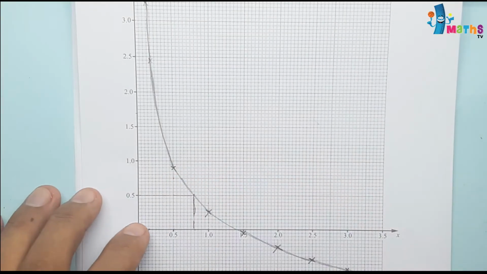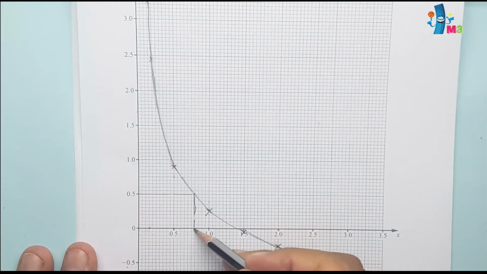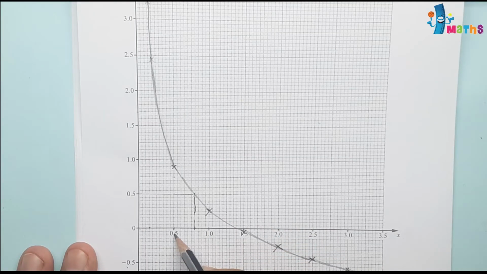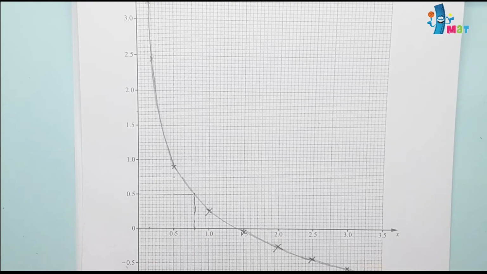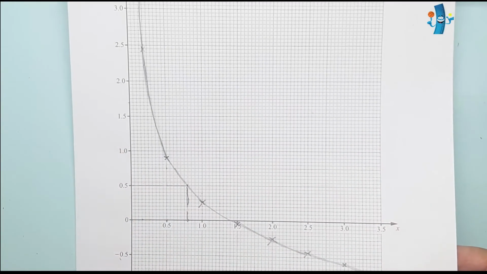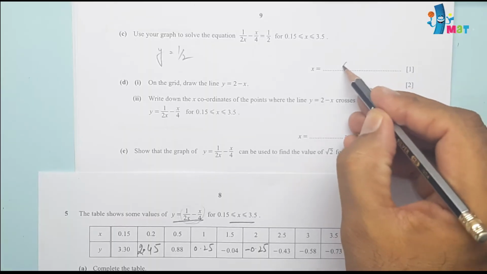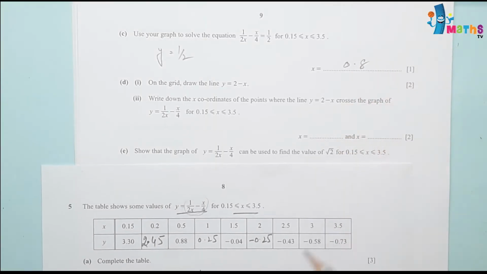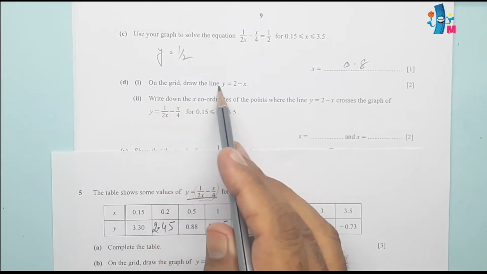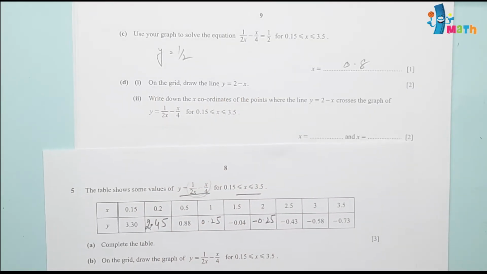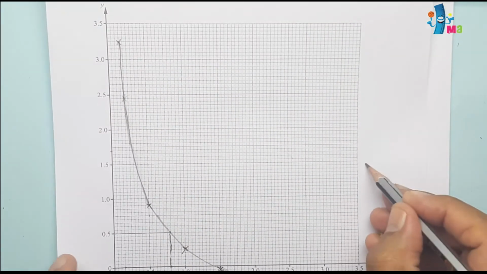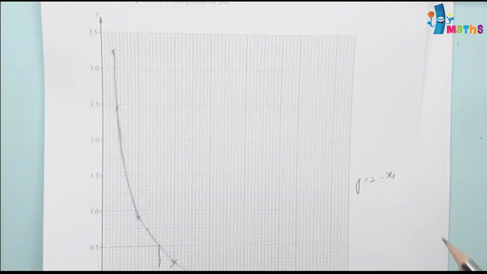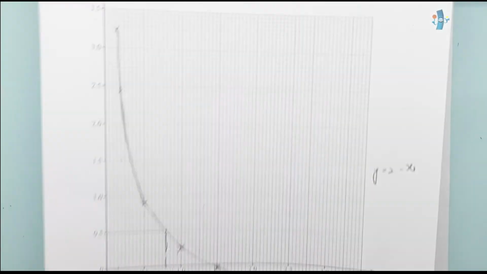So you can show this line, and this point will be 0.5, 0.6, 0.7, 0.8. So our answer will be 0.75 or 0.8. I am writing 0.8. Then on the grid draw the line y is equal to 2 minus x. So I'll write here y is equal to 2 minus x.